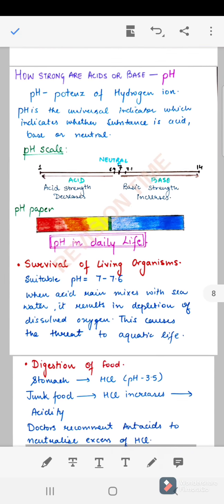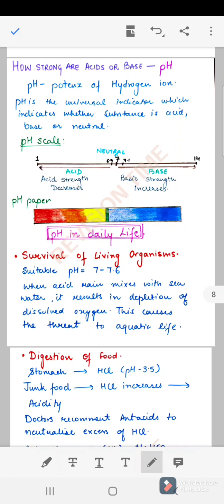So now, how strong are these acids or bases? For this we have the concept of pH. pH is nothing but potence of hydrogen ion, or it is simply the concentration of a hydrogen ion. So it is a universal indicator. So we have the pH scale here.